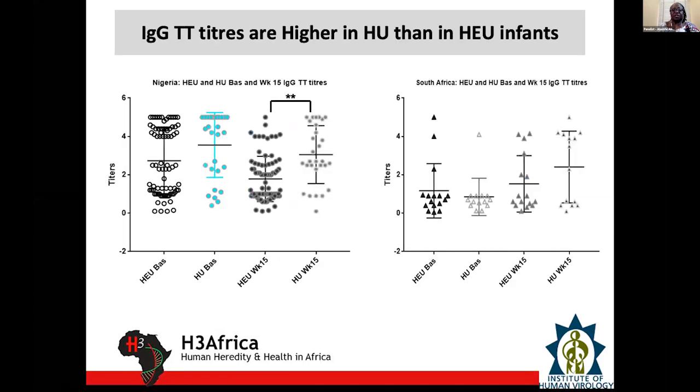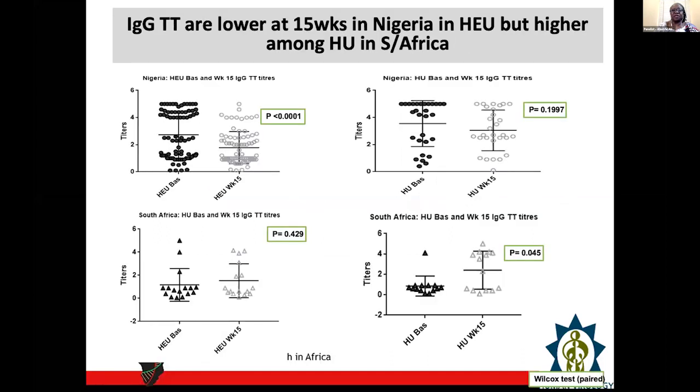On the next slide, we try to interrogate whether this significantly high baseline antibody to tetanus was only in the exposed as compared to the control, or whether we see it in both. And what we clearly see here is that both the exposed infants and the control have significantly higher titers than our South African counterparts, and that pattern is also illustrated here.